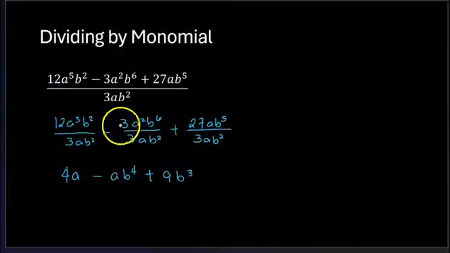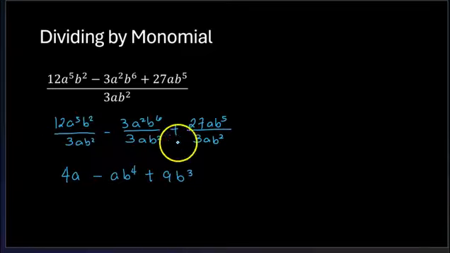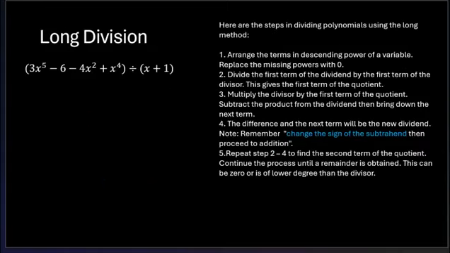Now, sometimes if you already distribute this, you would have also a fraction here. Okay, so nothing wrong with that. But we cannot always apply this rule, especially if you have two terms here. So then if that's the case, then we have to do a long division.